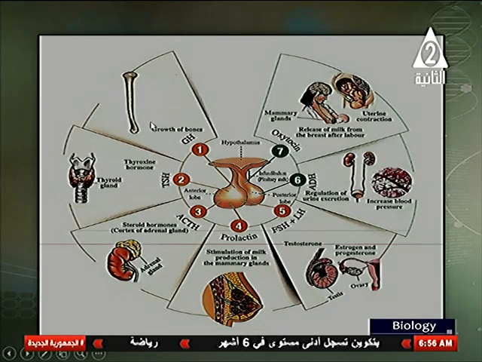The anterior lobe secretes growth hormone, thyroid stimulating hormone, adrenocorticotrophic hormone, prolactin, as well as follicle stimulating hormone and luteinizing hormone, which are called gonadotropic hormones, while the posterior part secretes oxytocin and antidiuretic hormone, or vasopressin hormone.